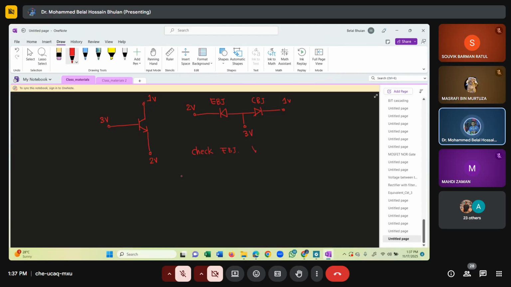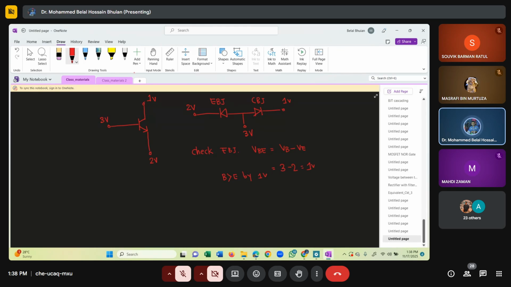For that, we do VBE or VEB, either way. So VB minus VE. VB is 3 minus 2, 1 volt. So all I can say is VB at 1 volt means the base is bigger than E by 1 volt. The base terminal voltage is bigger than the emitter terminal voltage by 1 volt.